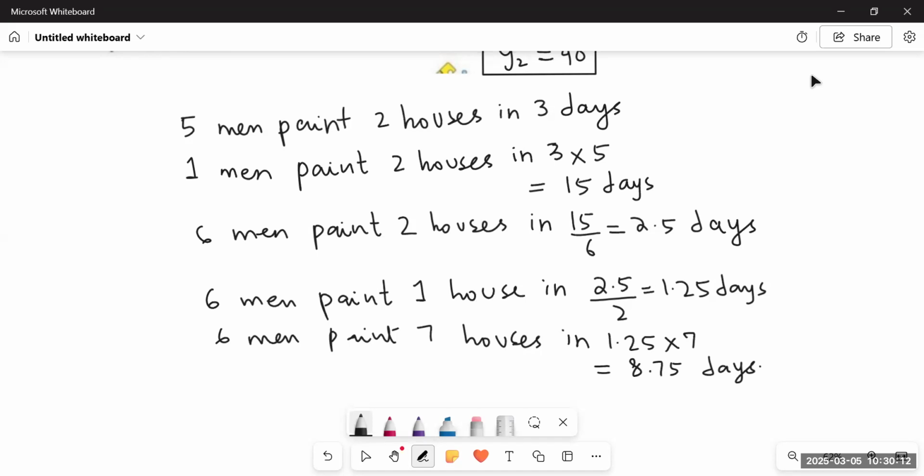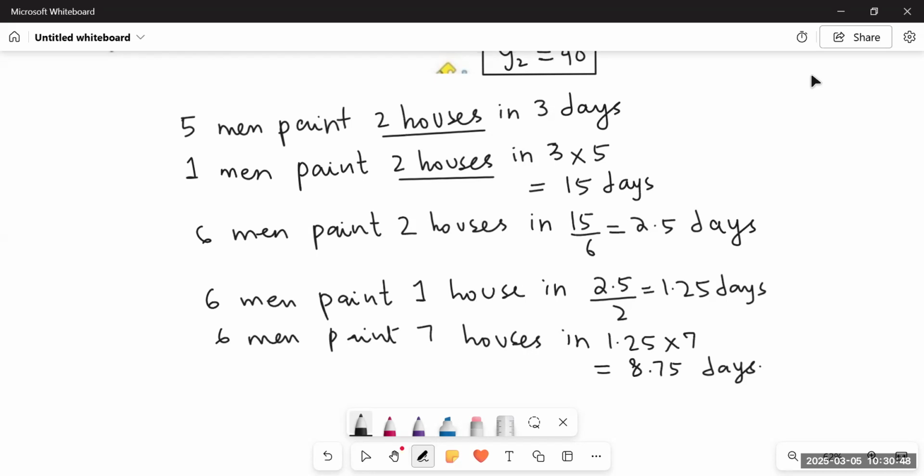So if we take 1 man, keeping the number of houses constant, we are not changing the number of houses. The same amount of houses will be painted by only 1 man in more days. If 5 men are taking 3 days, then 1 man will take 5 times the time for painting the 2 houses. So it would be 3 multiplied by 5, that is 15 days. That is, 1 man will paint the 2 houses in 15 days if 5 men are painting the 2 houses in 3 days.